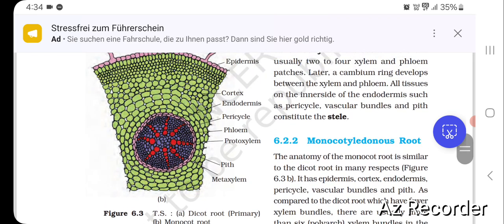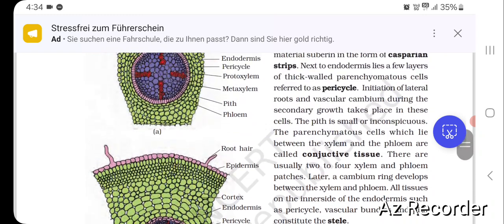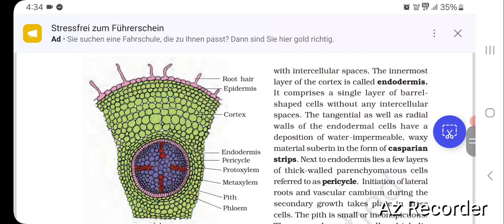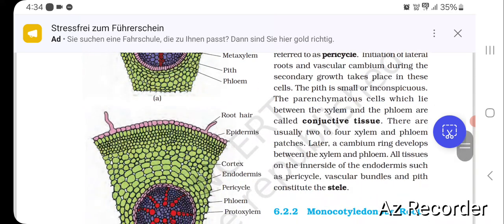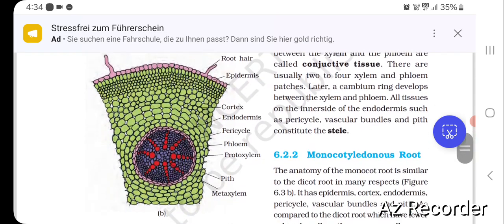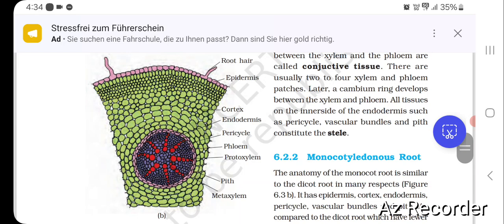So here we see the TS of first a dicot root, primary. This is the dicot root, the primary one. That is root hair, epidermis, cortex, endodermis, pericycle, protoxylem, metaxylem, then pith, then phloem. Then this is the monocot root having root hair, epidermis, cortex, endodermis, then pericycle, phloem, protoxylem, pith, metaxylem.